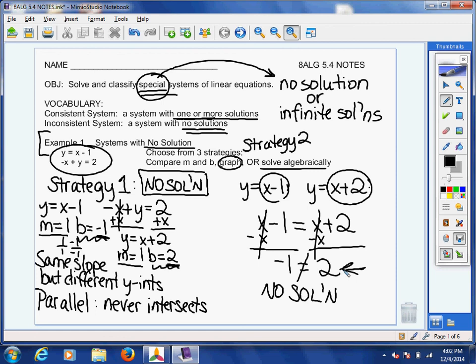Okay? So I'm showing you 3 strategies, talked about one of them, showed you 2 of the 3 strategies, and you choose one of them to make your determination that this is a no solution. If you see the same slope, different y-intercepts, those are parallel lines, that means they never intersect, this is no solution. Or you solve algebraically, maybe you substituted, you get to the bottom line, I lost my variable, but the statement is not true, then it's no solution.